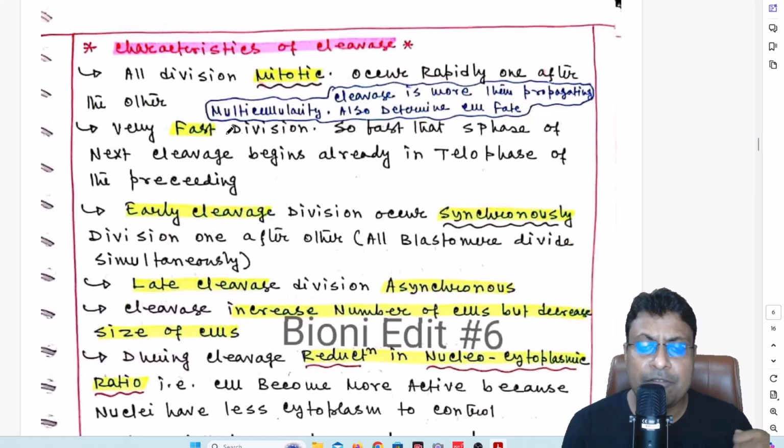And this is a very fast division since the G1 and G2 phases can be found during cleavage. So these divisions are very fast, so fast that the S phase of the next cleavage begins already in the telophase of the preceding one, right?